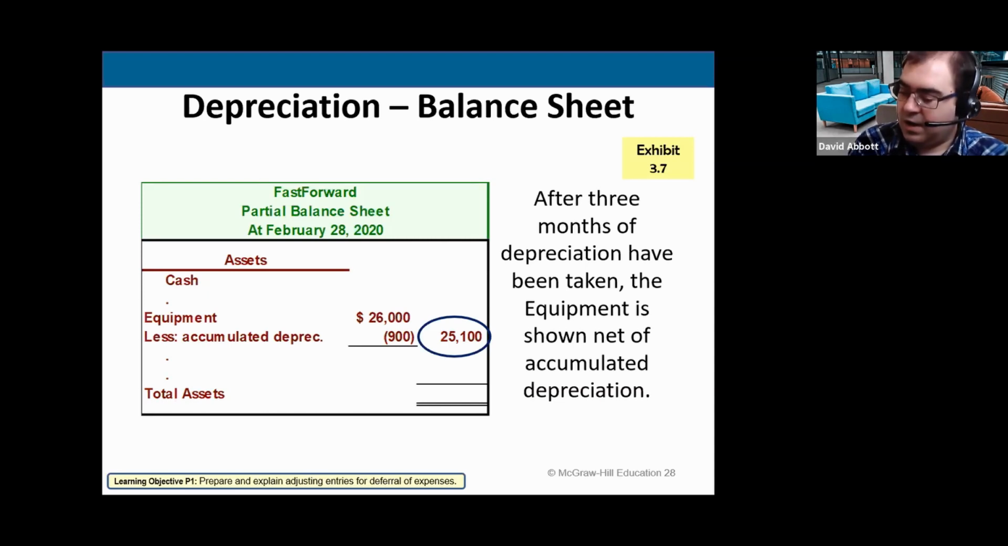Because the contra account appears on the balance sheet, it will not be closed at the end of the accounting period. It will be carried forward to 2021 and used to accumulate the depreciation related to equipment. So this account keeps going, because it's not closed out at the end. It's what they call a permanent account, in that it's not going to be closed out at the end of the period.